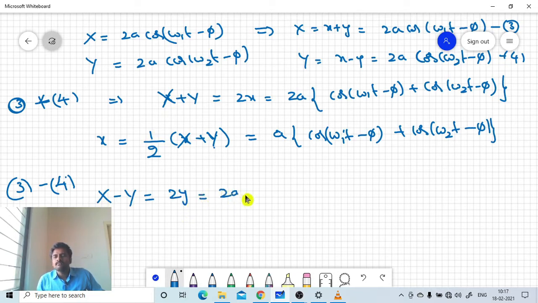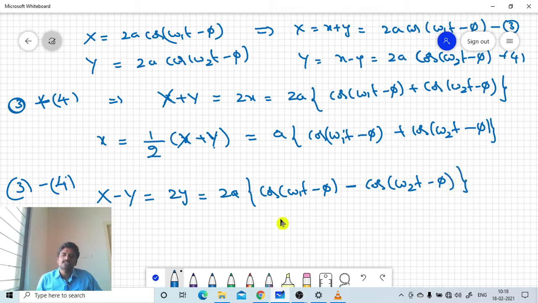2a is the common term. Taking 3 minus 4, we get cos of omega 1 t minus pi, plus minus cos of omega 2 t minus pi. So this is the value.